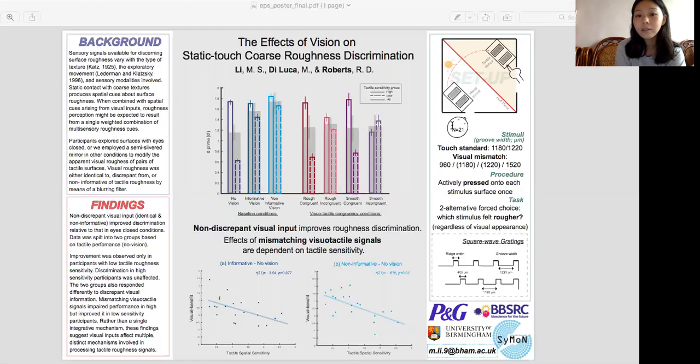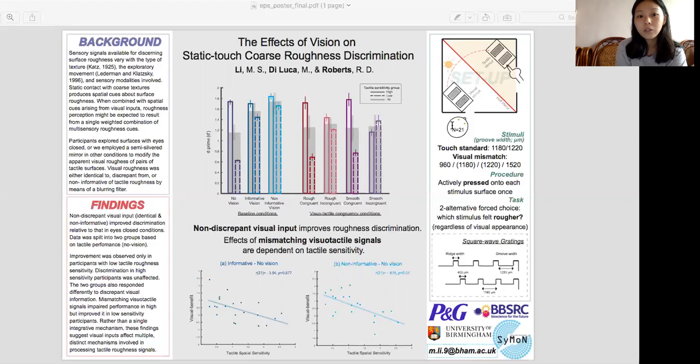From the correlation graphs, we see that the visual benefits participants obtained from non-informative vision was negatively correlated with their tactile sensitivity. When we examine the data split into low and high sensitivity groups using the median, we found the benefits of the visual information were only evident for low sensitivity participants. These effects are shown by the solid and dashed bars.